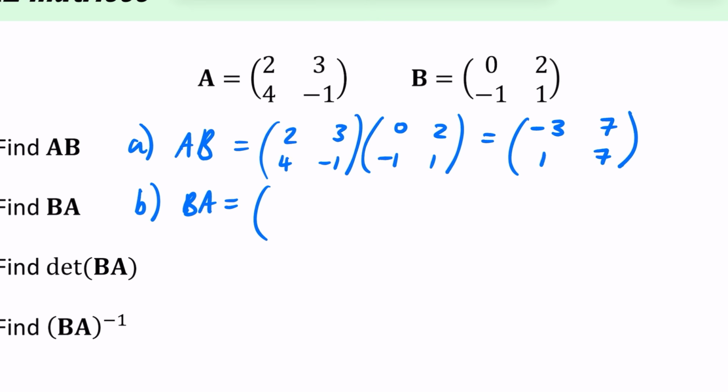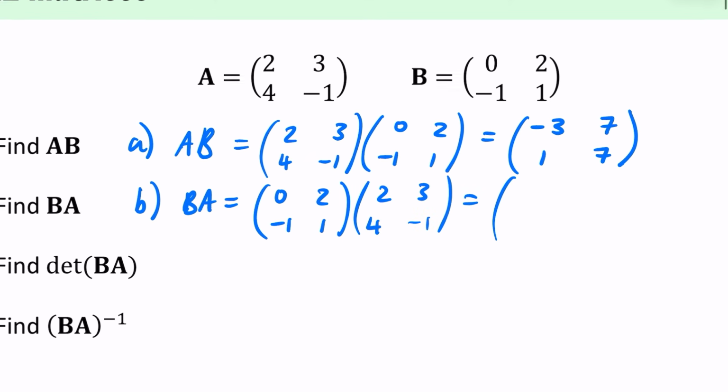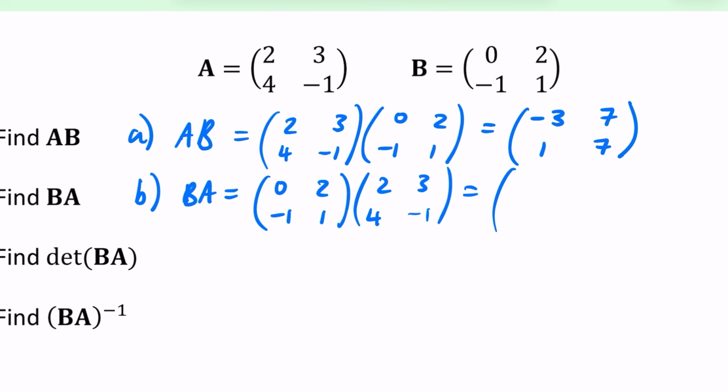do B multiplied by A, 0, 2, minus 1, 1, multiplied by 2, 3, 4, minus 1, will give us something different. I'm not going to go quite as slow as I did in the previous example. So for the top left, I'm going to be doing the 0 times the 2 and the 2 times the 4, which is the 8. The top right is the 0 times the 3, which is 0, and a 2 times minus 1, which is minus 2. Bottom left, I have a 2 and a minus 1, that's minus 2, and a 1 and a 4, which is a 4.